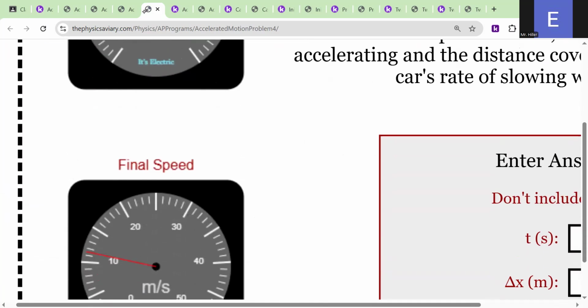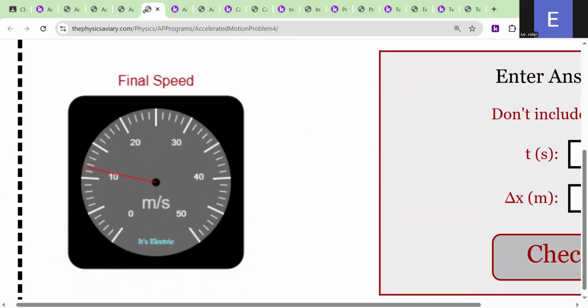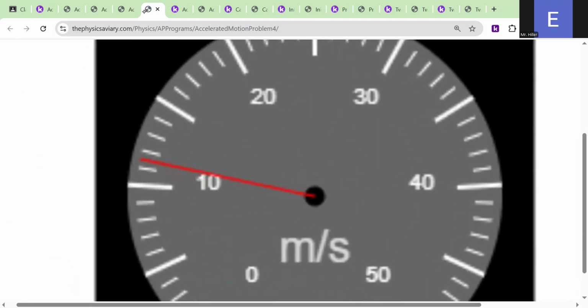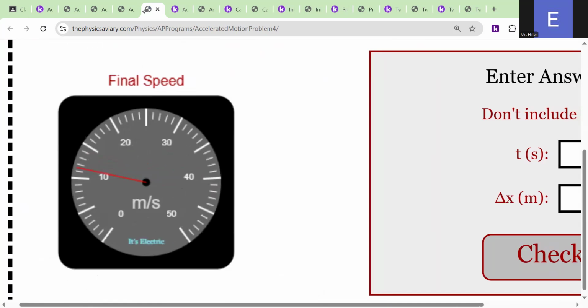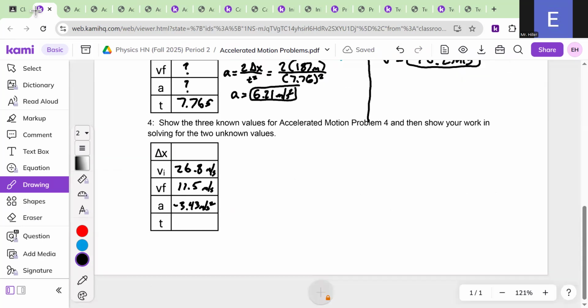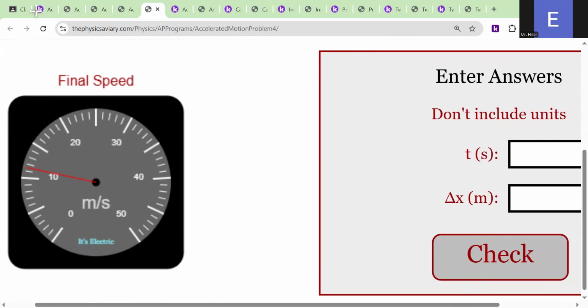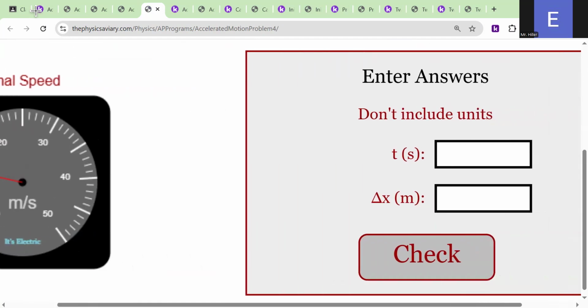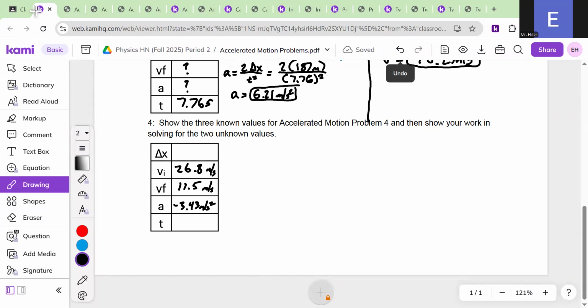And my final speed, when I look at the second speedometer, is down to about 11 point something. That's pretty close. I'd go ahead and estimate that about 11 and a half. Okay, and remember, we have to estimate the time for acceleration and the displacement of that acceleration. So those are our unknowns.